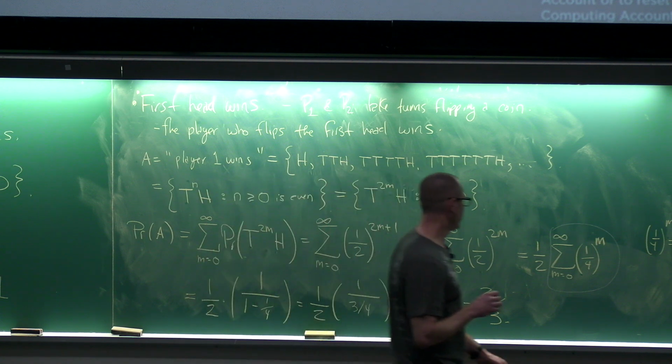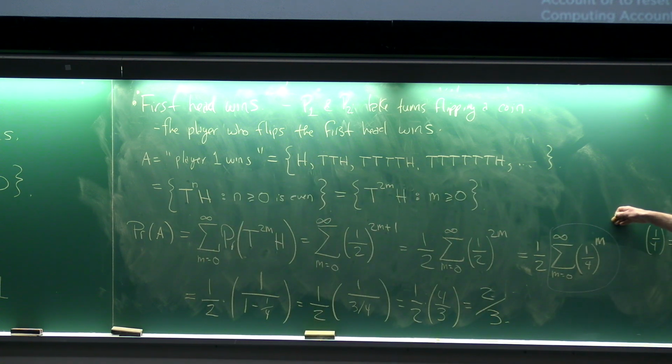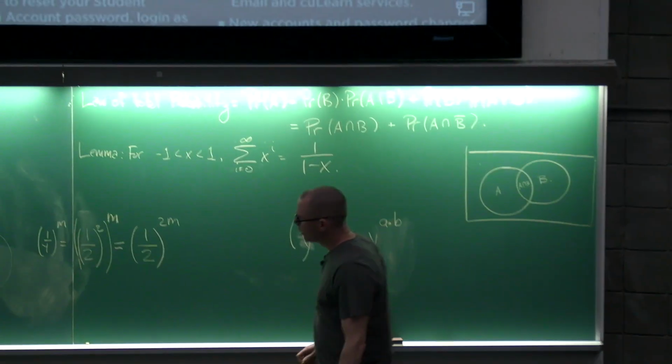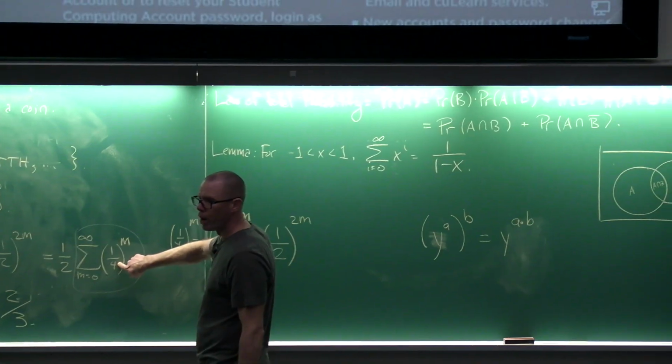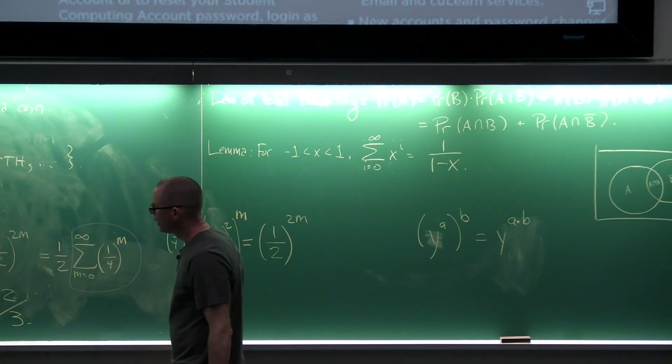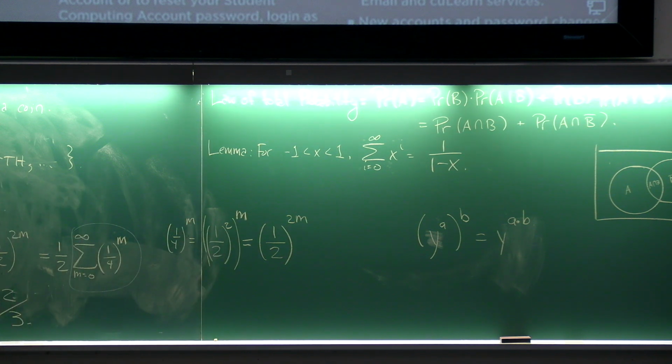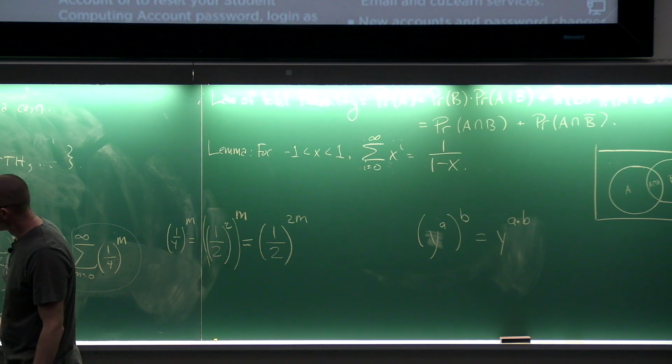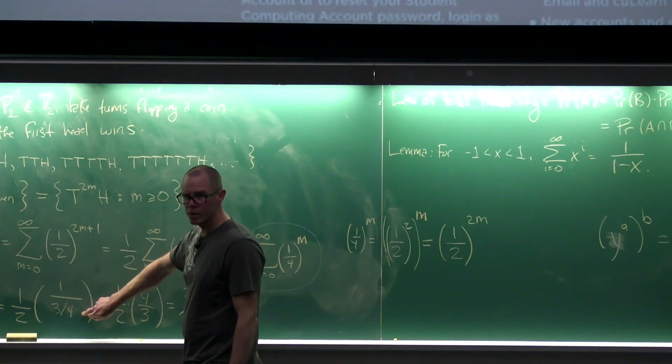So we got all the way to here where we had this infinite sum that is this geometric series that we've studied already. So we have a formula for sums like this, and the formula says that the answer is 1/(1 minus x). So x for me here is 1/4. So I get 1/(1 minus 1/4). 1 minus 1/4 is 3/4.